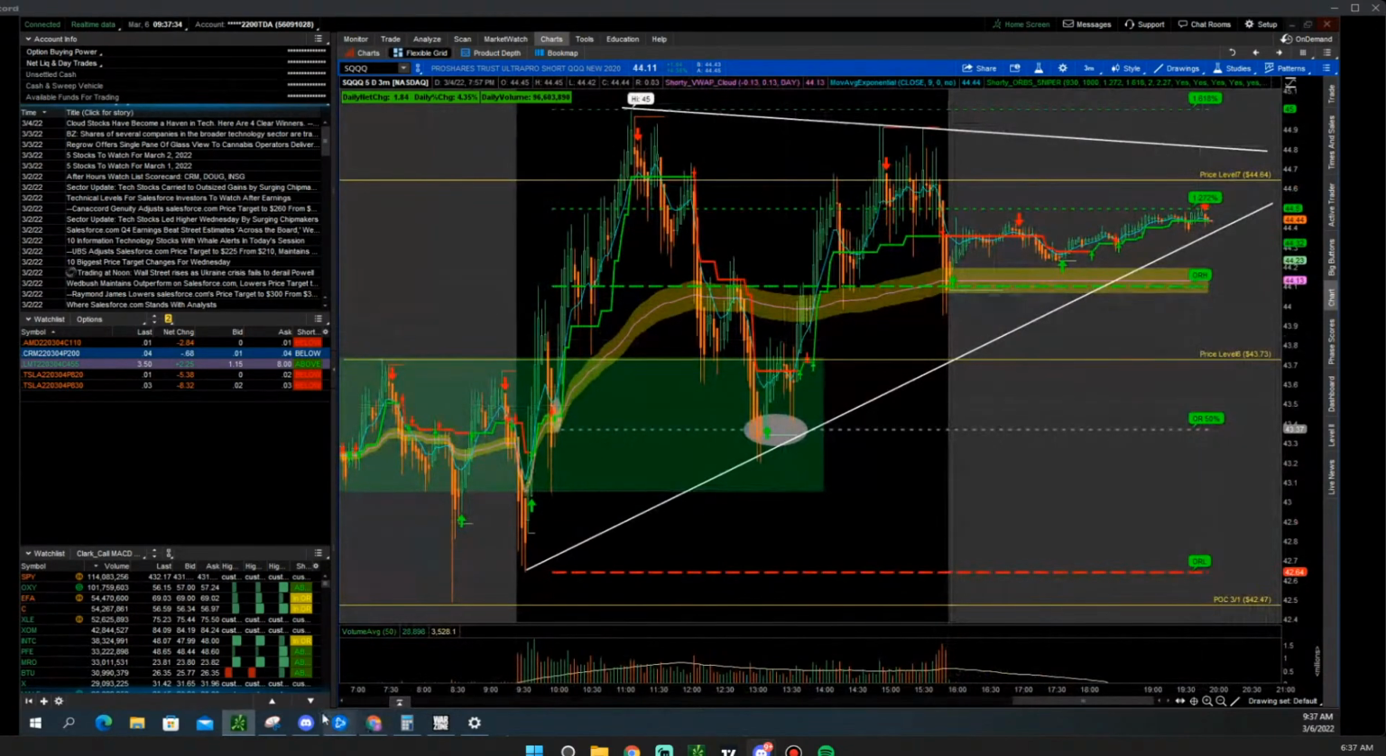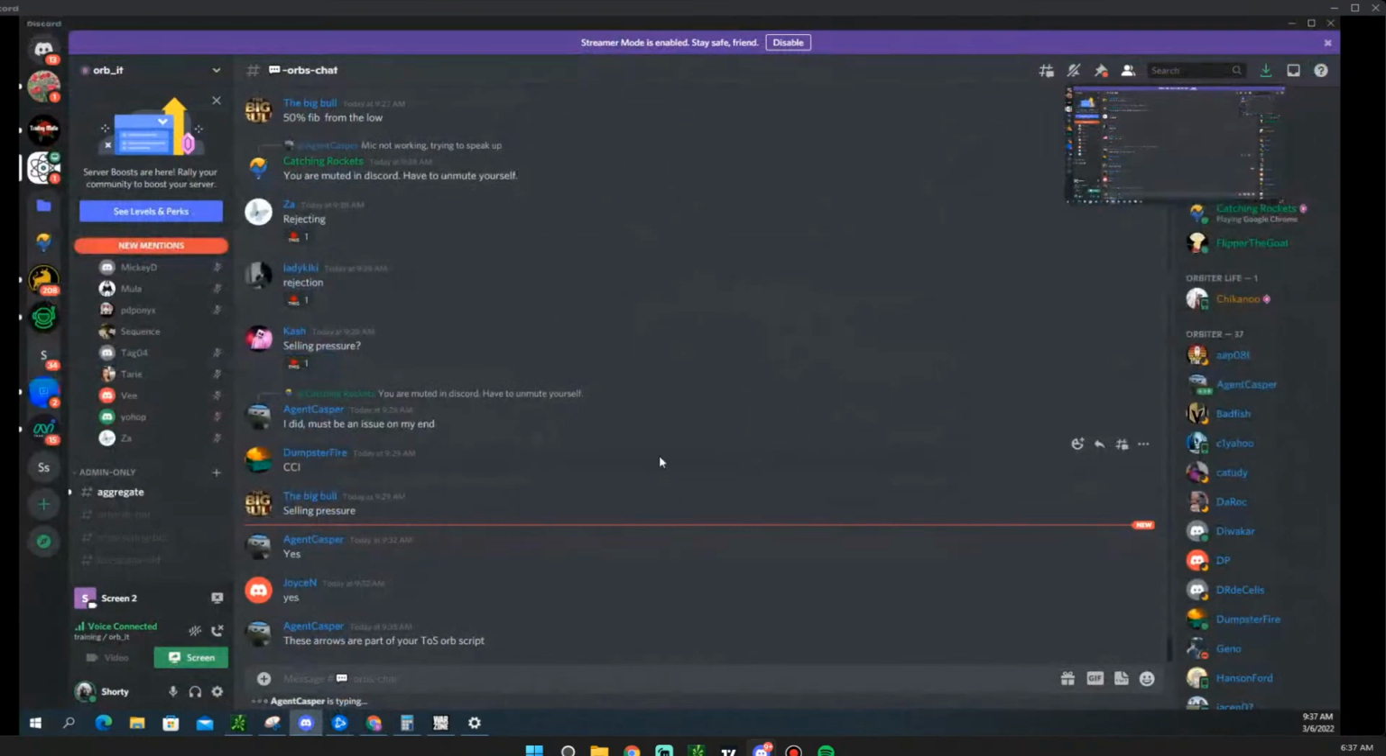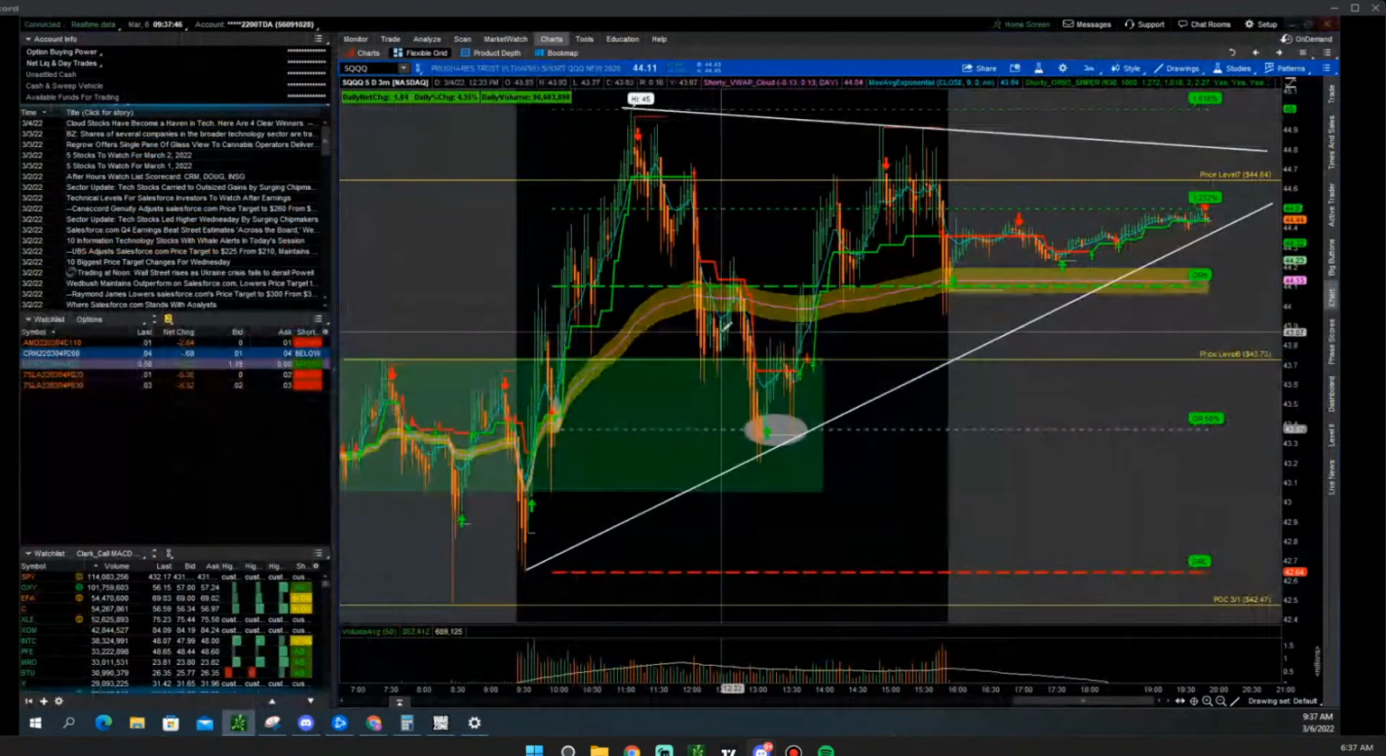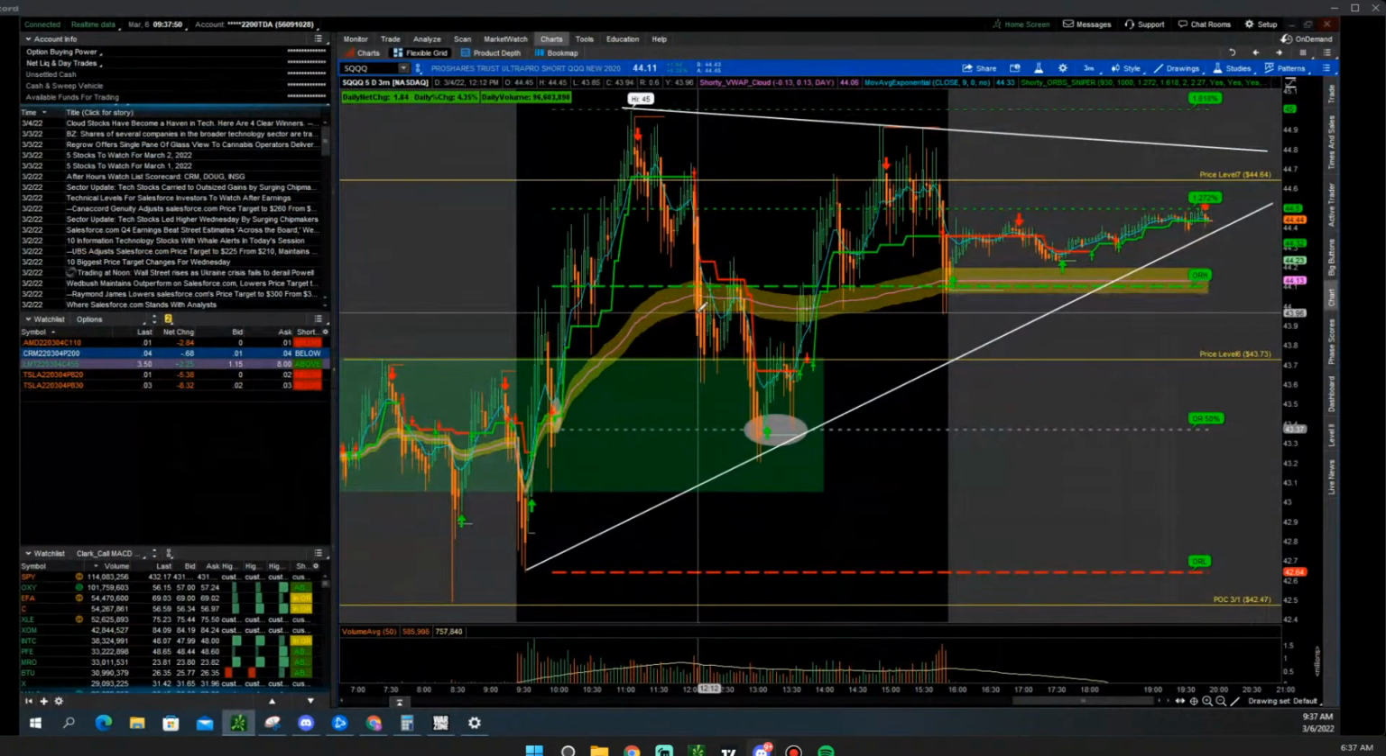Does everybody understand the confluence points? If you don't, ask questions. I need you to understand them. Yes, sir. Yes, these arrows are part of my Orbs script package that I offered to some people the other day, I believe. And it also shows up in the TradingView one as well. Yep, that's correct.